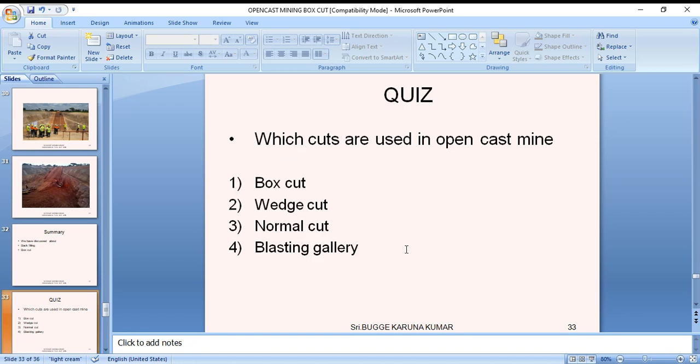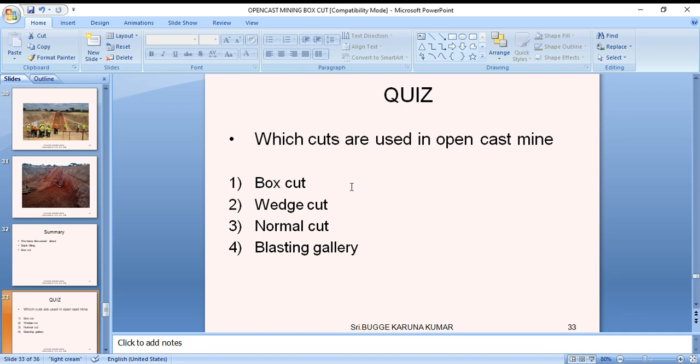One quiz question. Most of these types of questions come in competitive examinations like ECET, junior mining engineer examinations, or when you write for Singareni Collieries, Western Coalfields, Coal India, or NLC. This is one type of bit question. I am giving an example here. Which cut is used in open cast mines? Whether it is a box cut, wedge cut, or normal blasting gallery. Box cut is the open cast mine opening cut. So the box cut is related to open cast.